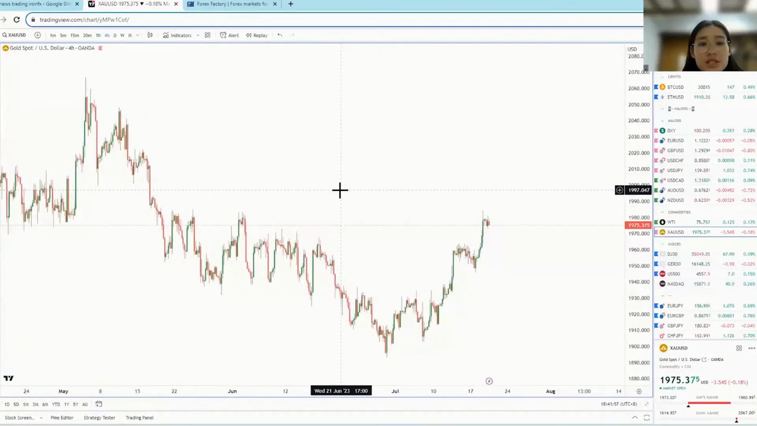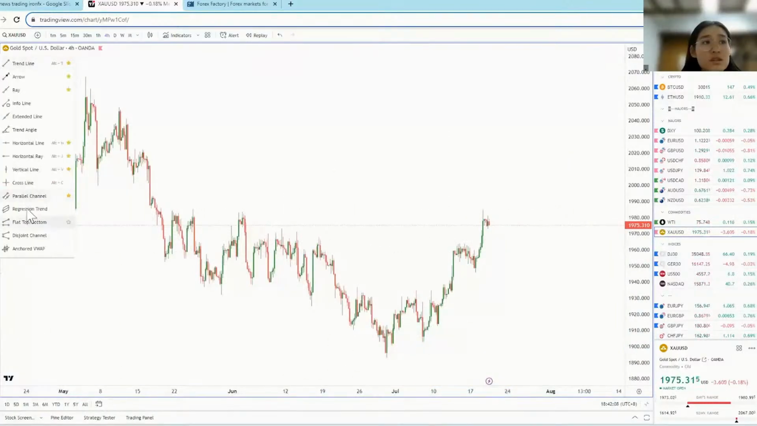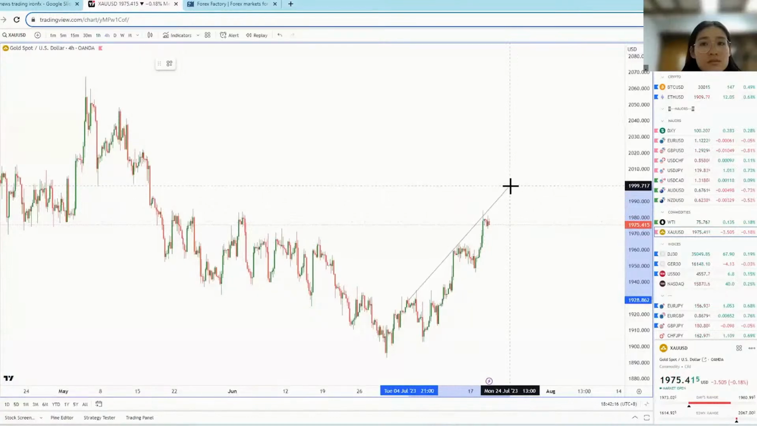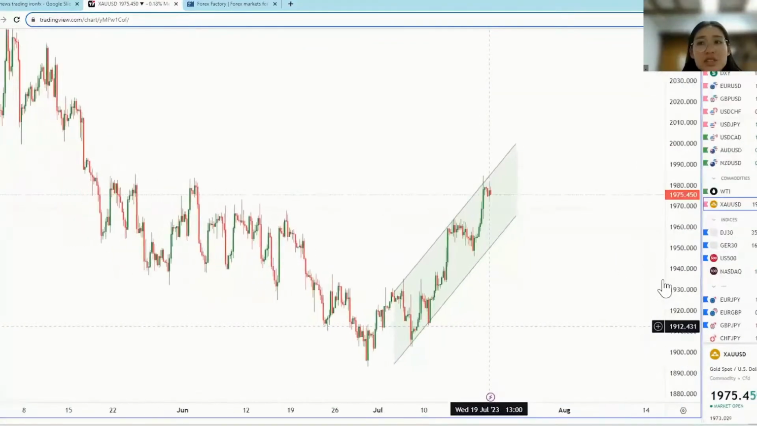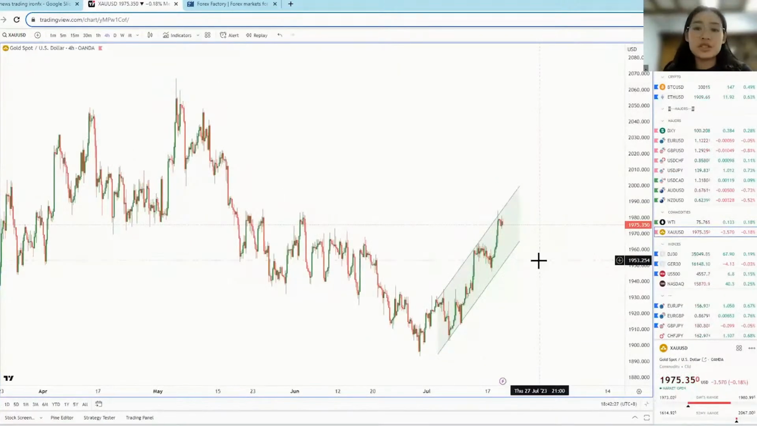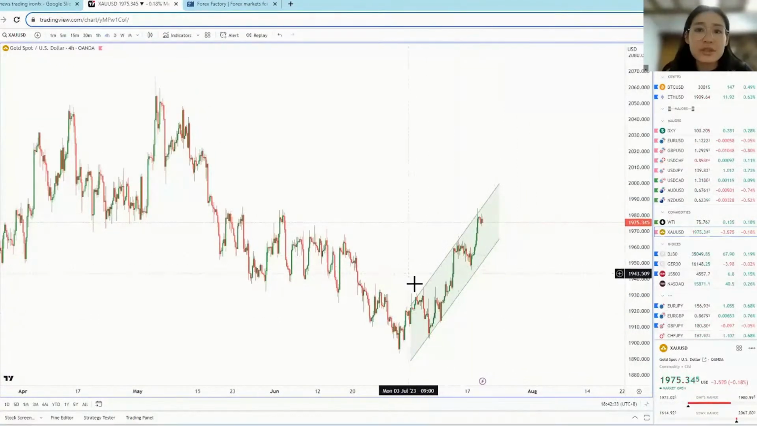So first things first, we're going to see if we have any trend lines or trend channels. Okay, no trend line. Okay, we have a bit of a trend channel here. So for a valid trend channel, we want to remember that we need to have 2 touches on top and 2 touches below.